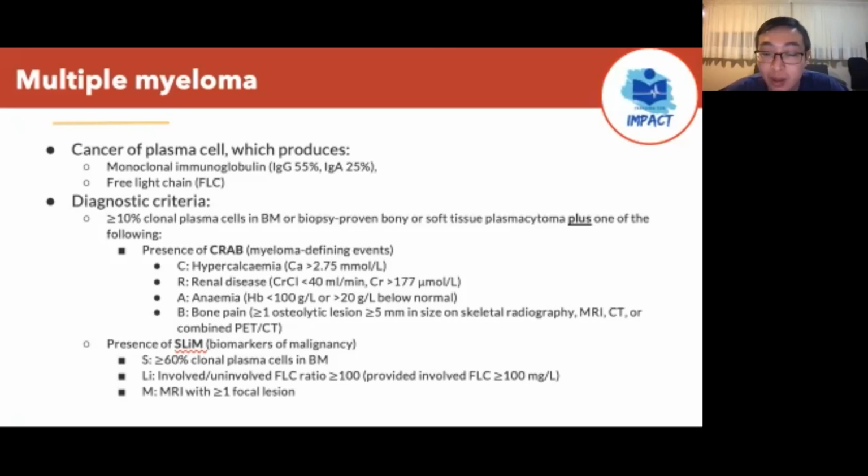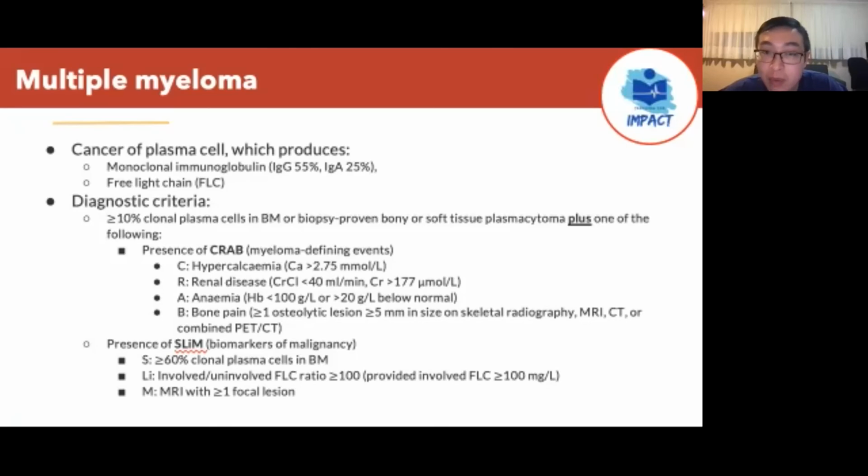LI stands for light chain ratio of greater than or equal to 100, which means that the kappa light chain, for example, is 100 times more than the lambda light chain, which is very, very suggestive of multiple myeloma. So if you have a free light chain ratio of above 100, then you can diagnose multiple myeloma regardless of whether the patient has CRAB symptoms or not.